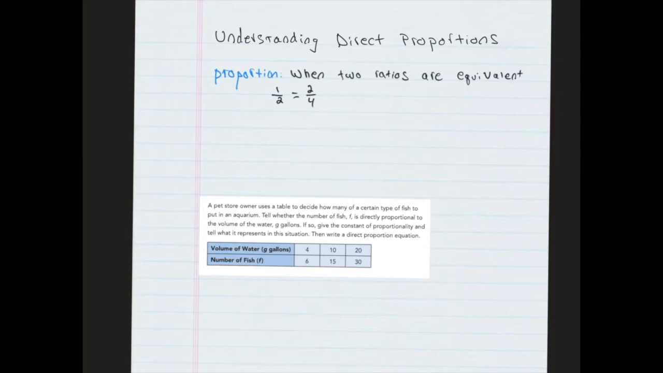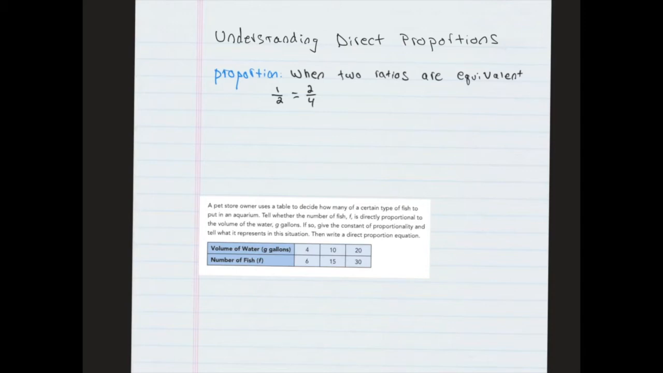When we talk about direct proportions, we're now talking about an equation where we have two variables that equals a ratio. And each of those variables represent something different. It kind of depends on the situation that you have. And we're going to get into these type of word problems where we have situations like volume of water and number of fish and how those vary directly and how they're proportional. But first, let's go over some definitions.